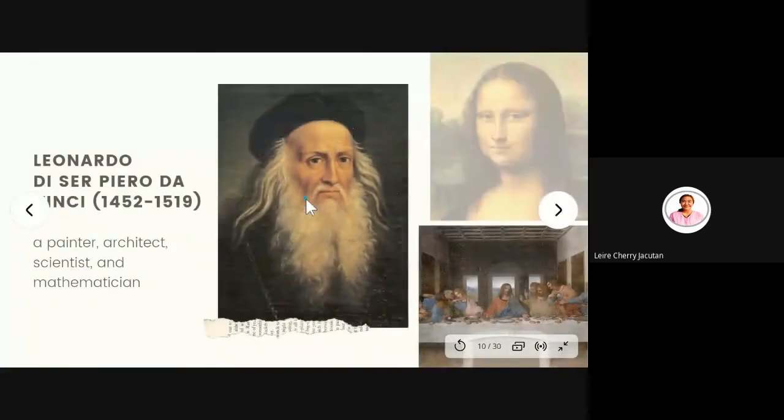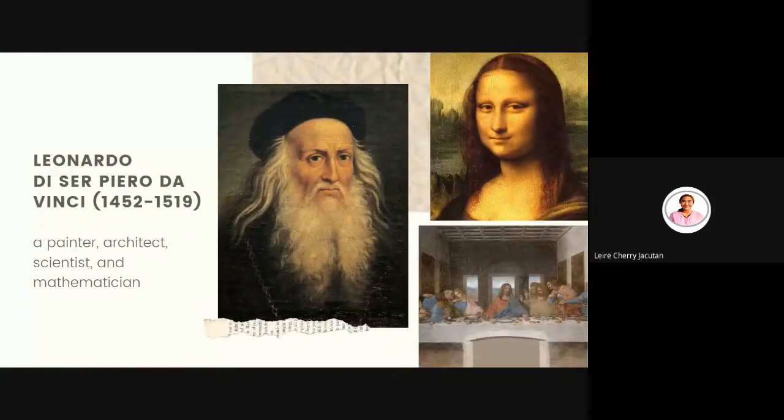And then we have Leonardo da Vinci. Yan, so 1452 to 1519. So he is a painter, architect, scientist, and mathematician. Kumbaga si Da Vinci kasi mas kilala siya dun sa mga scientific contributions niya rather than sa artworks na ginagawa niya. So ilan lang sa mga kilalang artwork ni Da Vinci is yung Mona Lisa at saka itong The Last Supper.